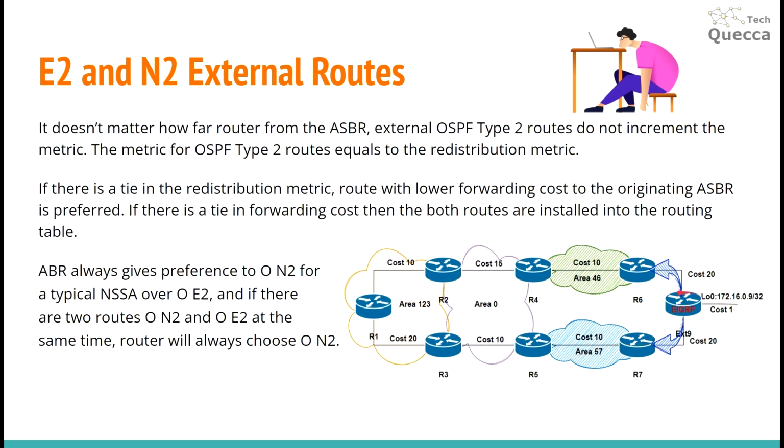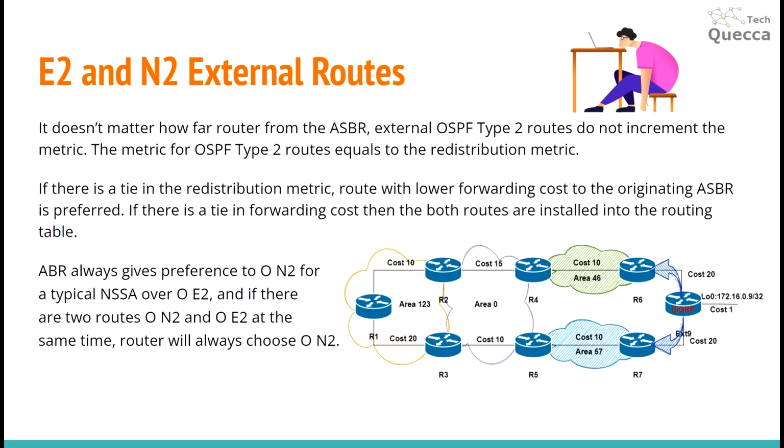We have an EIGRP router here with external networks, and we have a redistribution of EIGRP routes into OSPF on R6 and into OSPF on R7. From the point of view of R1, the metric for the external route is going to be 20. This is the redistribution metric.